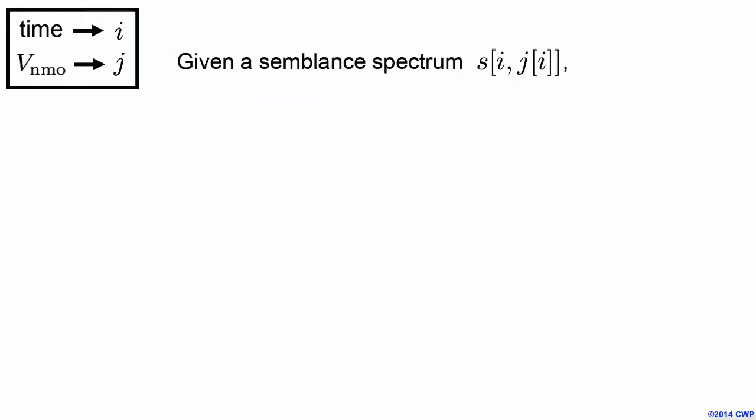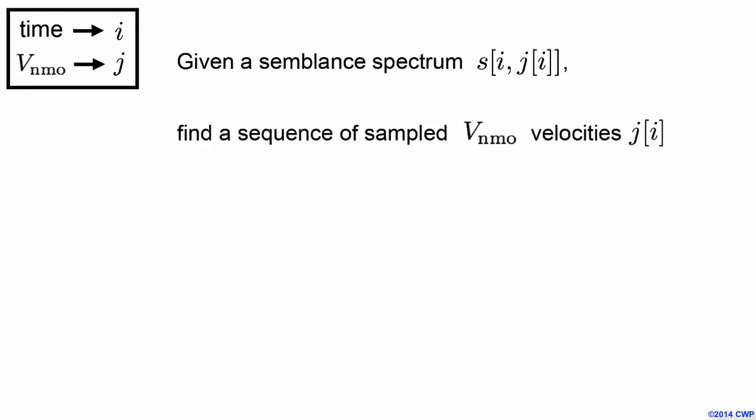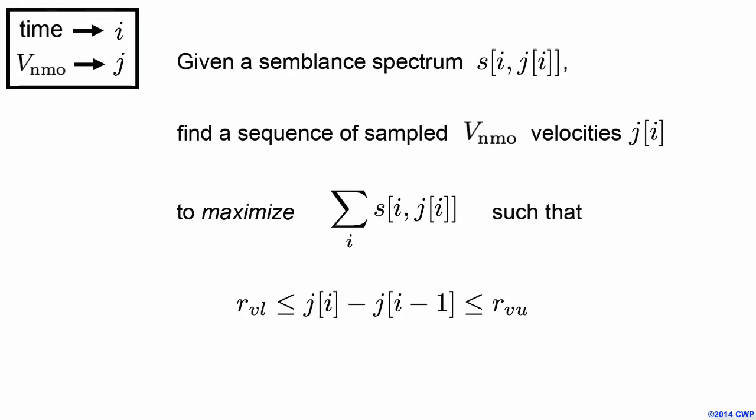So in the dynamic programming approach, for our given semblance spectrum that we compute, we find a sequence of sampled VNMO which maximize the sum of the semblances for those VNMOs. And this is subject to constraints on how fast those VNMO values change with depth. And these constraints are really important, and we can relate them to geophysical parameters, and I'll show you that in a little bit.